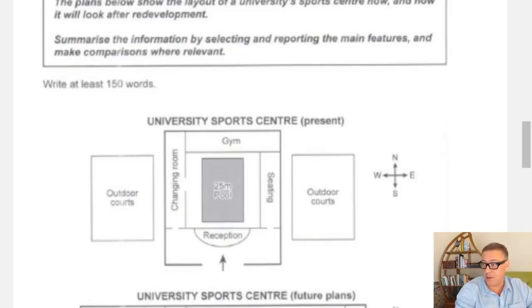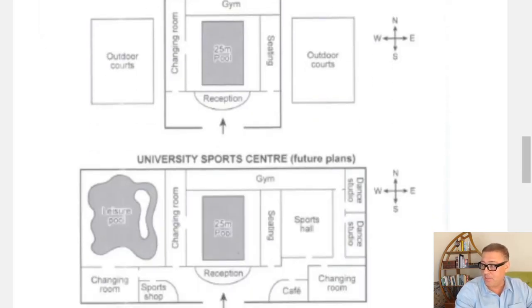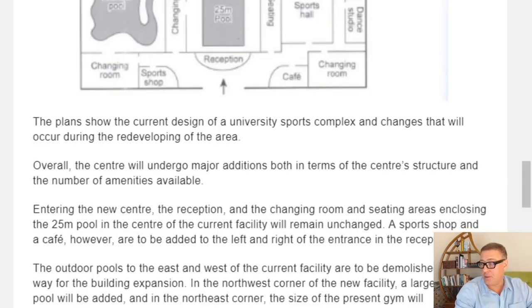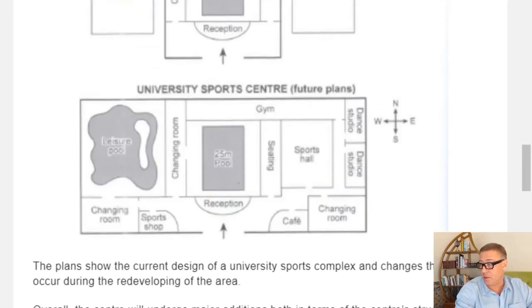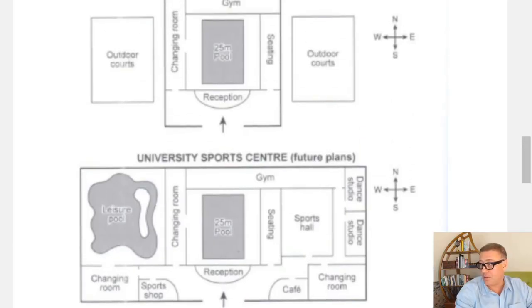And then the other paragraph, I'm going to talk about the building addition, which will go to the east and to the west. Entering the new center, the reception, and the changing room and seating areas enclosing the 25-meter pool in the center of the current facility will remain unchanged. So again, if we look at this, reception, the pool, the changing room, and the seating area, those things stay the same. I'll get to the gym later.